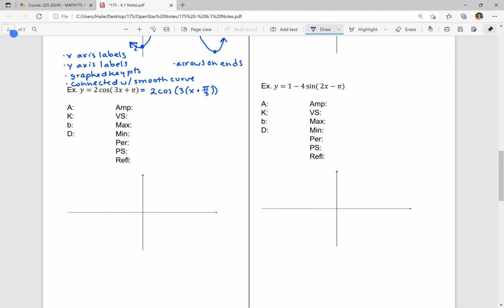So now let's pick out all the numbers in this equation. So a is the number multiplied by cosine, so a is going to be 2. K is the number multiplied by the inside, which is 3. B is that horizontal shift number, so because we have a plus pi over 3, B is actually going to be negative pi over 3. And then D is the vertical shift number, but we don't have anything added to cosine, so D is still going to be 0.